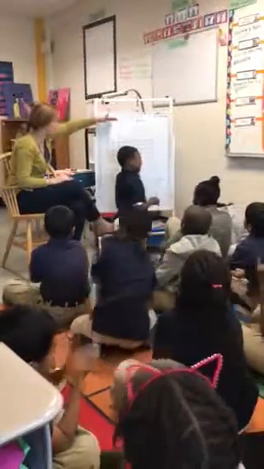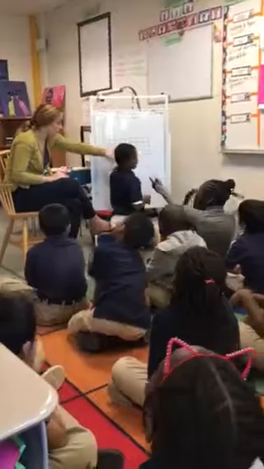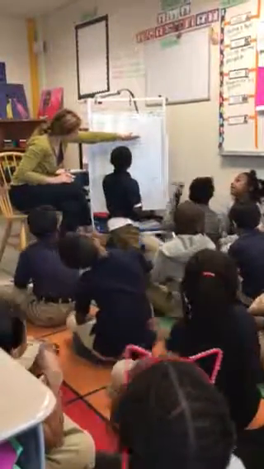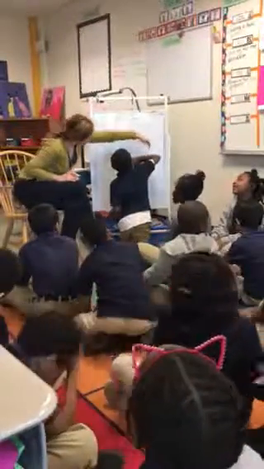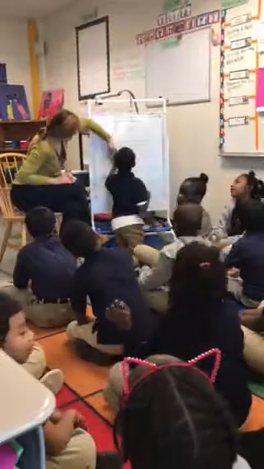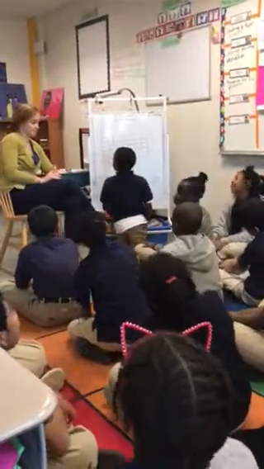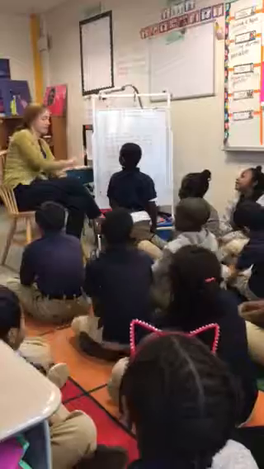We said that this was a rectangle. 1, 2, 3, 4. Does this have 4 sides? 1, 2, 3, 4. Does it have 4 sides? Yep. It does. Okay. So this is in fact a rectangle. Have a seat, please.